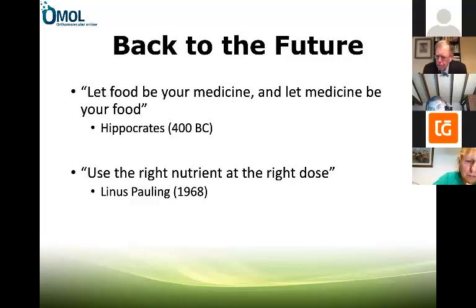And because EPA is transformed into DHA, if you have adequate levels of EPA, you'll have more than adequate levels of DHA in the blood. And the amount you need will change as you age.